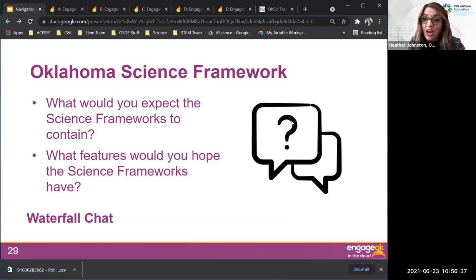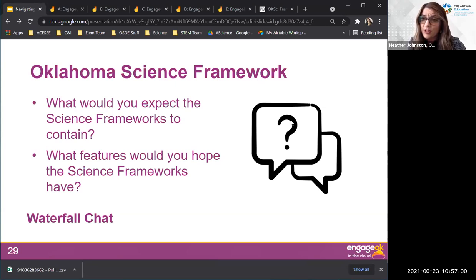And so in the chat box, we're going to give you about a minute to think of your answer. And then as a waterfall chat, we'll all hit enter at the same time. If you accidentally hit enter before that, it's okay. Don't worry. But think about these two questions. What would you expect the science frameworks to contain? Or what features would you hope the science frameworks to have?